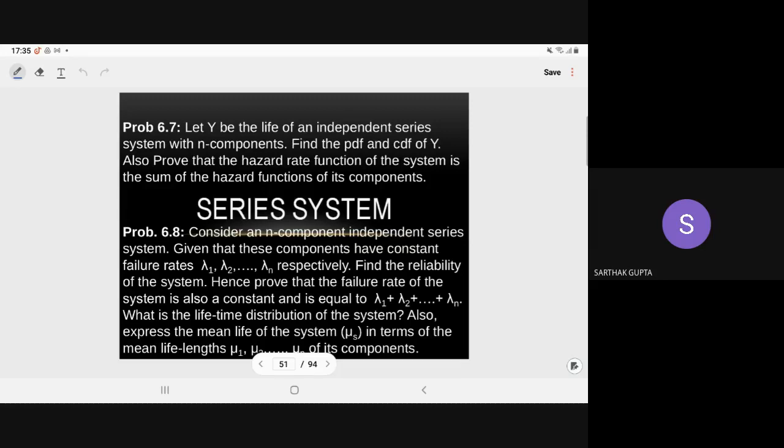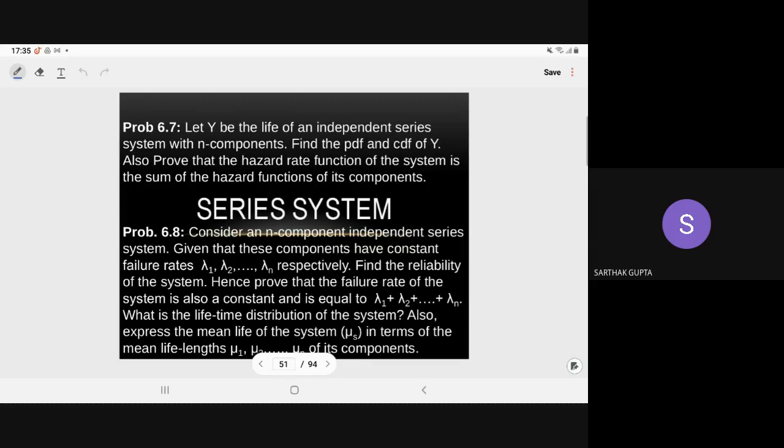In 6.8, consider an n-component independent series system given that these components have constant failure rates lambda 1, lambda 2, lambda n respectively. Find the reliability of the system, hence prove that the failure rate of the system is also constant and is equal to lambda 1 plus lambda 2 plus lambda n.